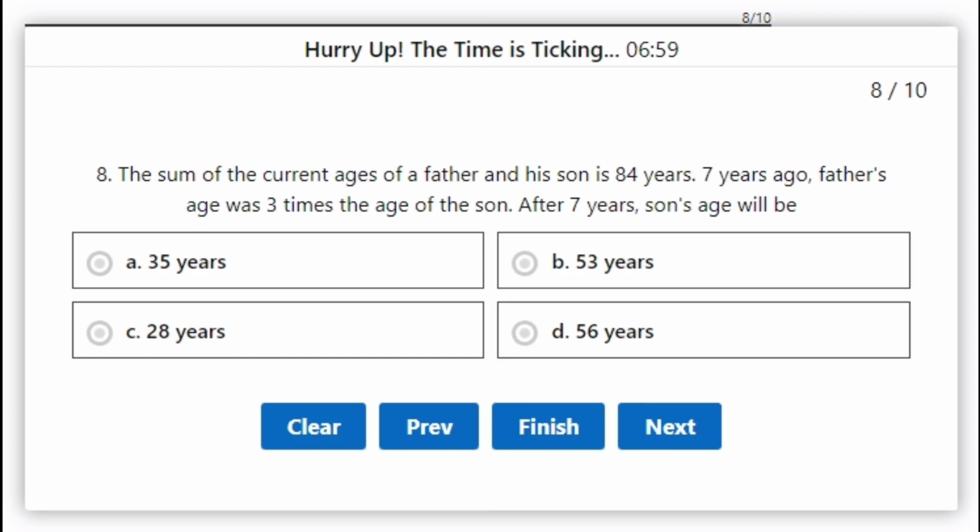Now, our 8th question is, the sum of the current ages of a father and his son is 84 years. 7 years ago, the father's age was 3 times the age of the son. After 7 years, the son's age will be.